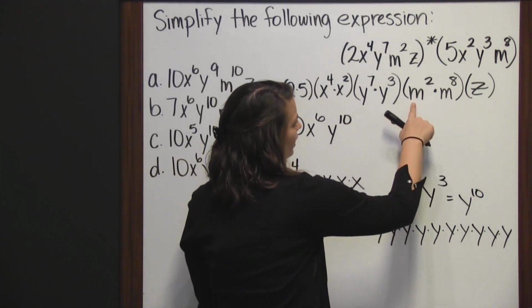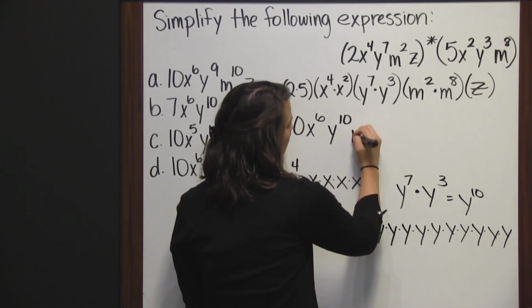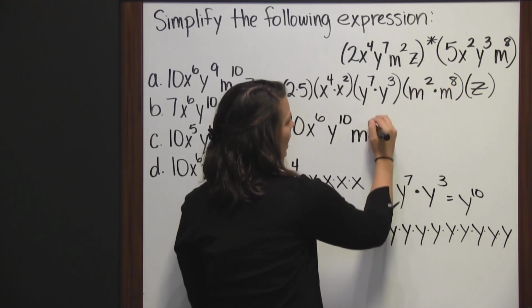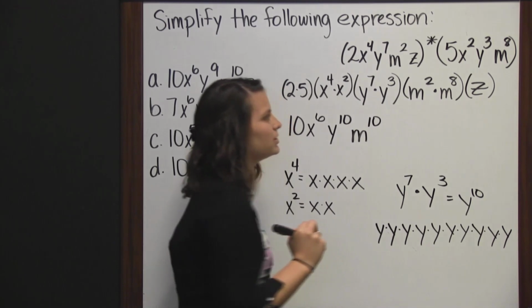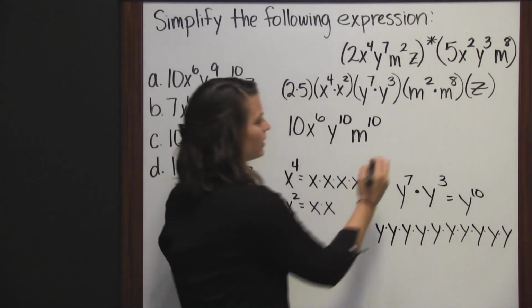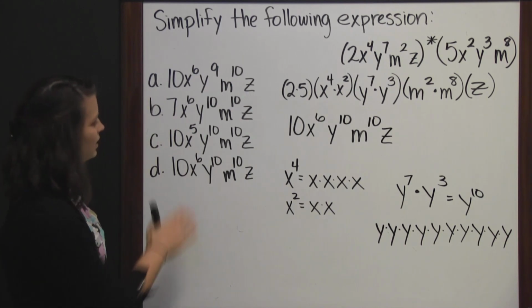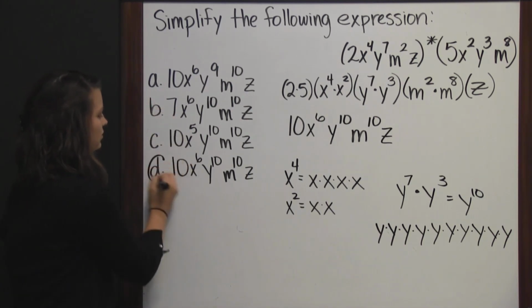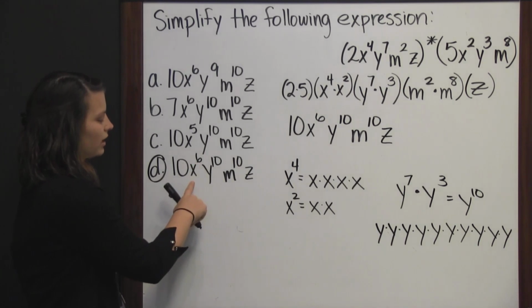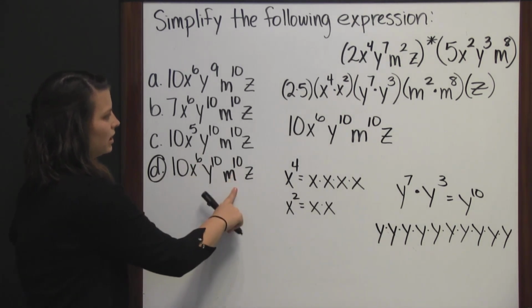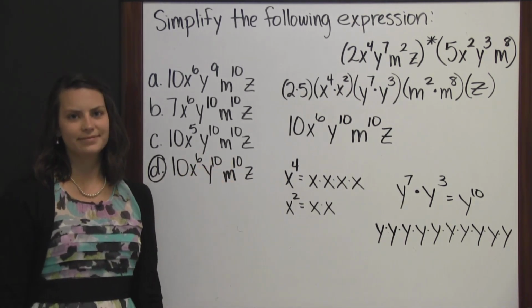Then we have m squared times m to the 8th. So same concept. Again, we're going to add our exponents. We get m to the 10th. And then finally, times z. So that means our answer is D. 10, x to the 6th, y to the 10th, m to the 10th, z.